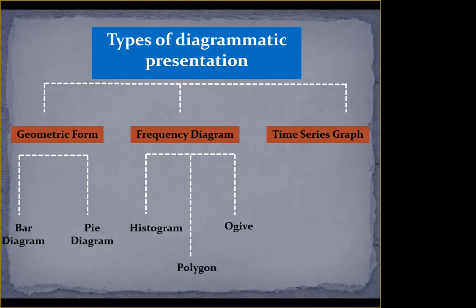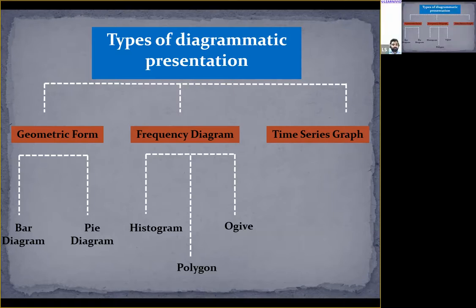Okay. So these are the various diagrammatic representations of data. First one is the geometric form of presentation. Then we will do frequency distribution. Then after that, time series. Geometric form of diagrammatic representation can be categorized into two parts. One is called the bar diagram and the other is called the pie diagram. In today's session, we will only be talking about the bar diagrams. So let's start with the bar diagram. What is a bar diagram? We will start with the meaning.